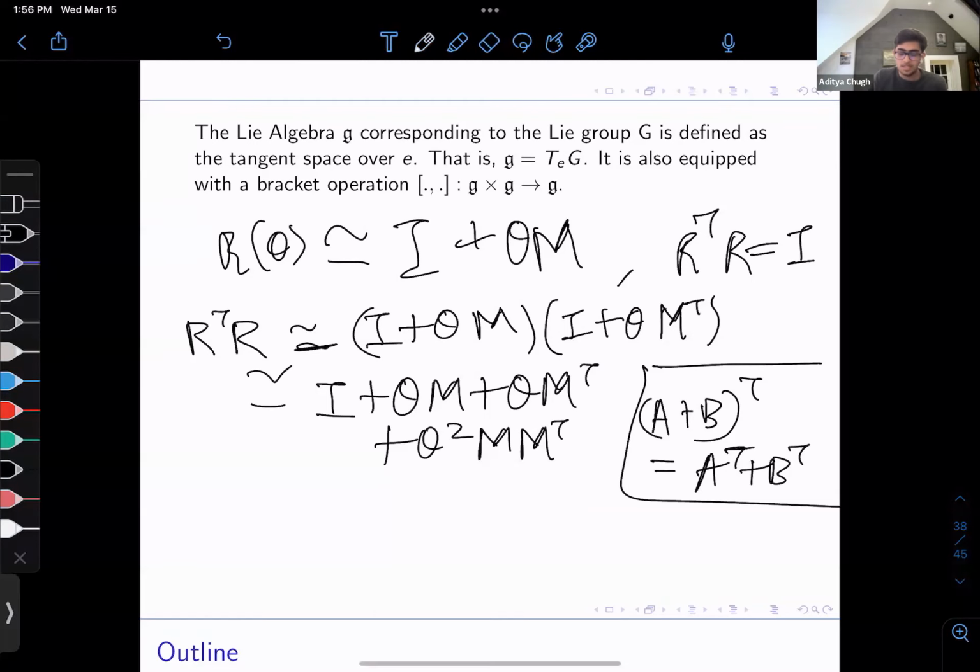And again, we see here that we do have an expression, but we start seeing terms which are parameterized in terms of a higher order of theta rather than just a linear order. And because we're considering very small rotation, we can effectively say that this is going to be very small, so maybe we can just ignore it.